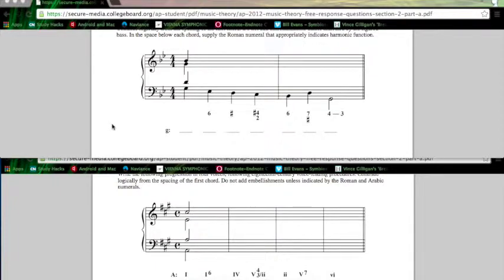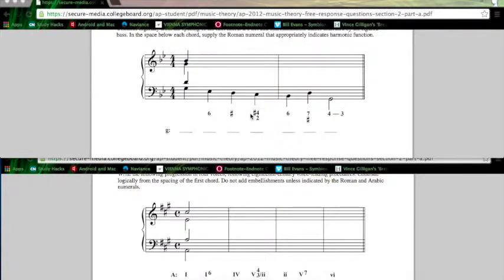The second thing to remember is that figured bass at its core is all about intervals above the bassline. So for example, we see a 6 here. That means that in the chord that has this bass note, a sixth above the bass is a part of the chord. So that means that a C is a part of this chord.